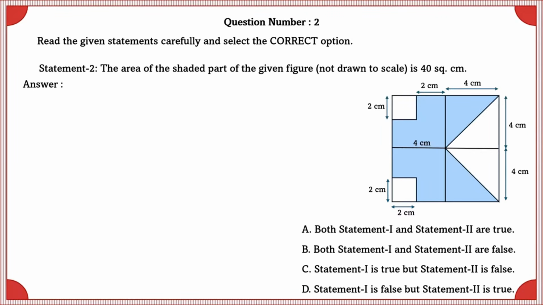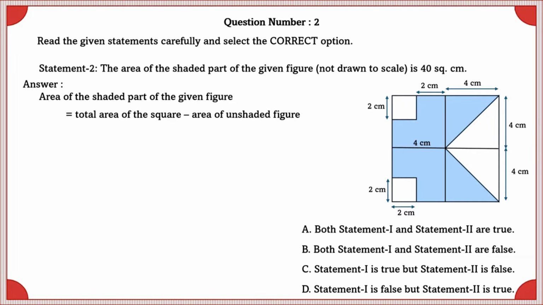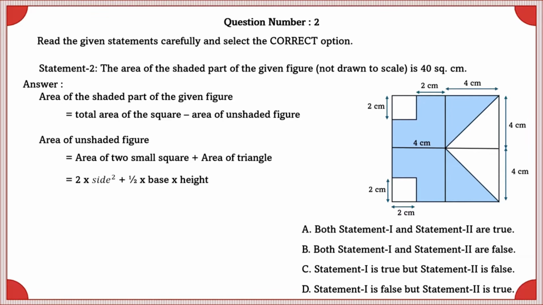Statement 2. The area of the shaded part of the given figure not drawn to scale is 40 square centimeters. Area of the shaded part of the given figure is equal to total area of the square minus area of unshaded figure. Area of unshaded figure is equal to area of two small squares plus area of triangle. Now, area of two small squares is equal to 2 into side square and area of triangle is half into base into height.